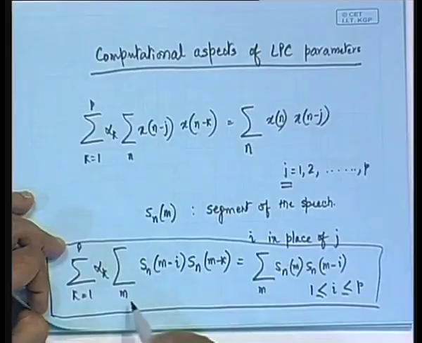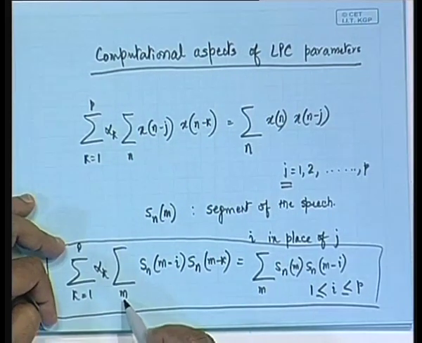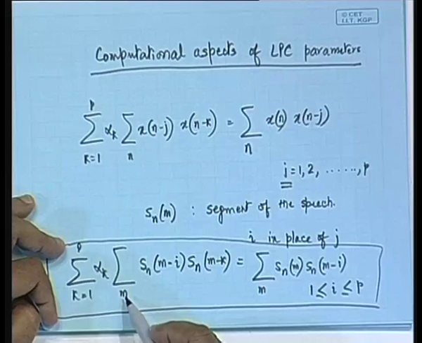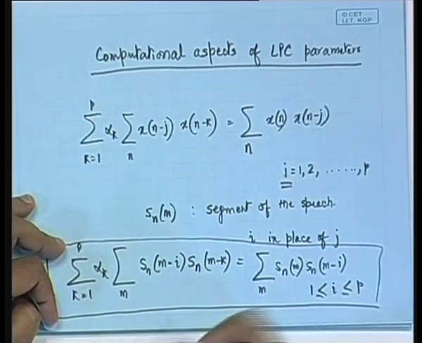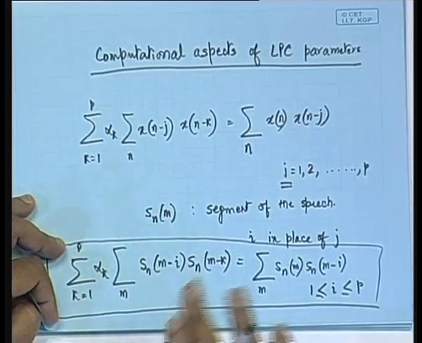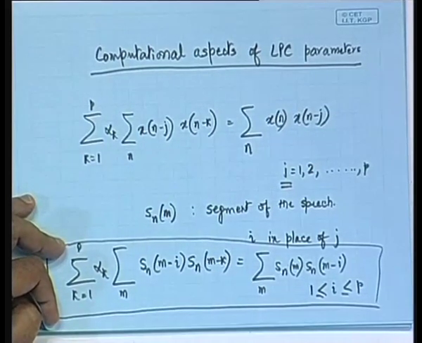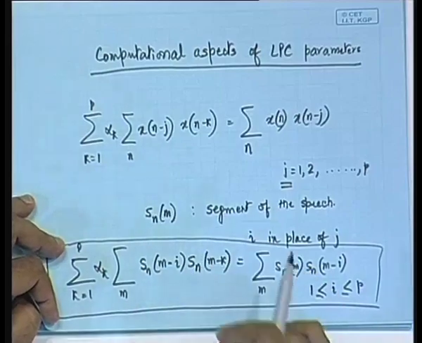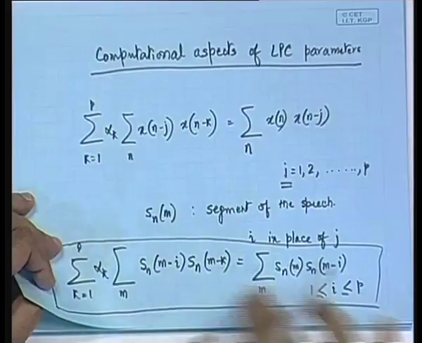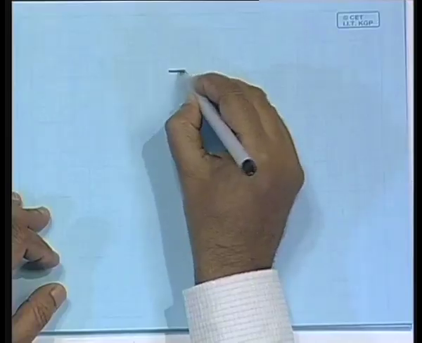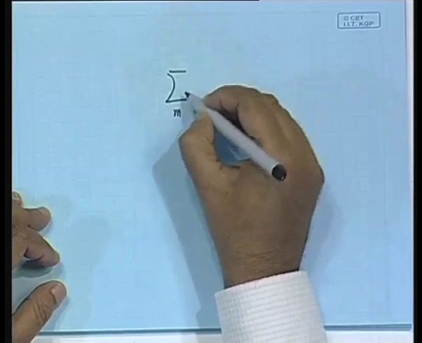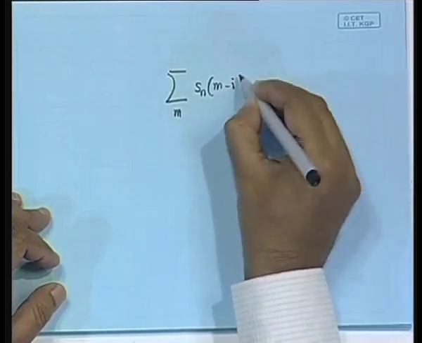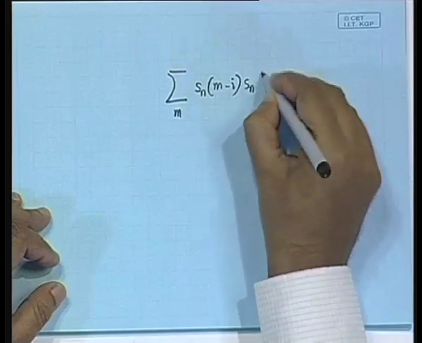Now note one thing: we are writing the summation over m, which means that explicitly we are not specifying the limits of the summation. We have kept the limit open ended. We will specifically put the limits when we go into the specific approach of computation. So right now let us leave open ended limits of m in the summation, and we define the quantity summation over m of Sn(m minus i) multiplied by Sn(m minus k).